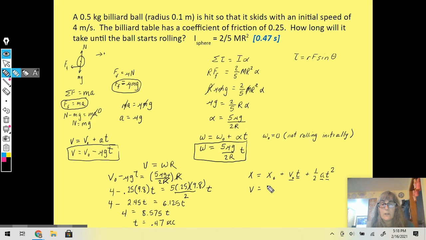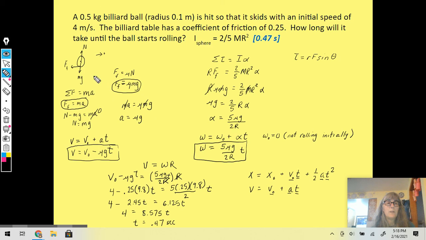So we could also figure out how fast it's traveling when it starts rolling. We have acceleration, we have v0, we have t. So then you can figure out how fast that's going. Remember to stick the negative sign in there for both of these, because the acceleration is negative, it's slowing down in the direction that it's moving. But that's really all there is to it.